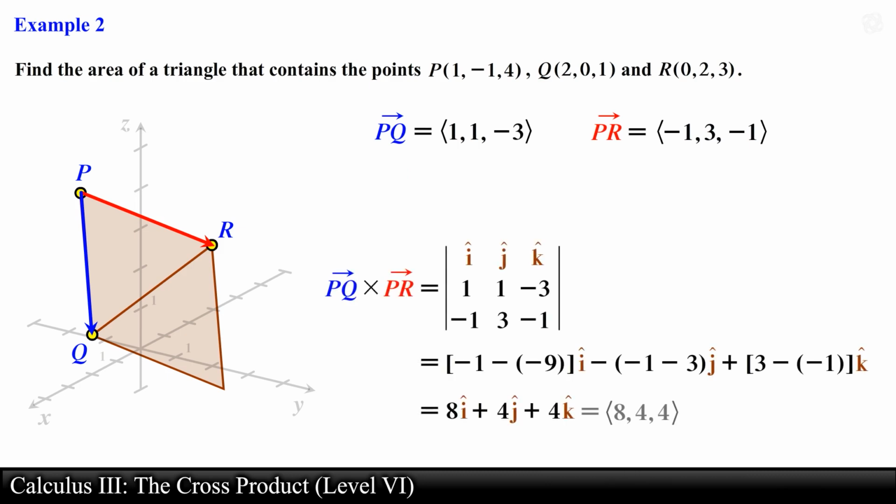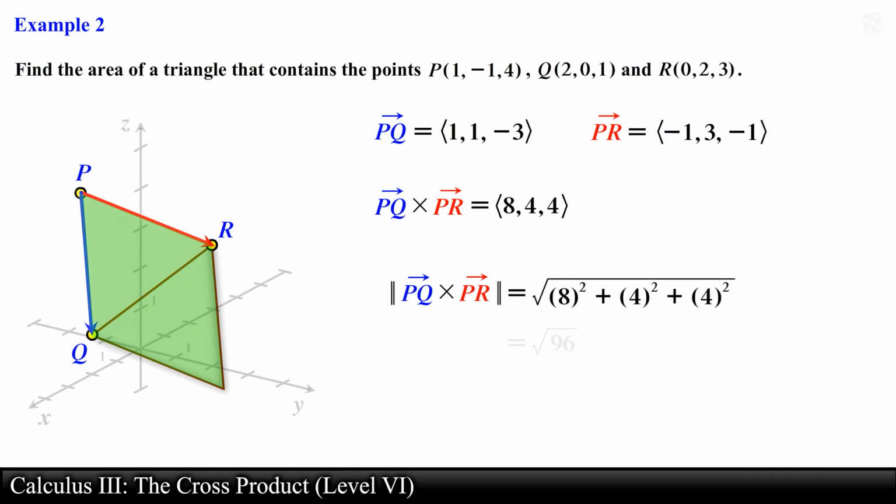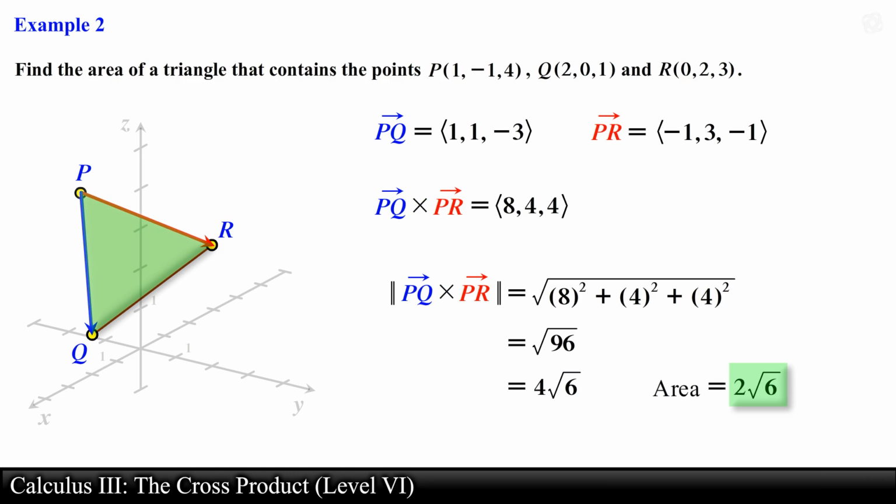Simplifying the expression, we obtain the following components. Next, it is just a matter of finding the magnitude of this vector. Computing the magnitude and simplifying, we obtain the following value. Since this value represents the area of a parallelogram, we need to divide this value in half to obtain the area of the triangle. Doing that, we obtain the final answer equal to 2 times the square root of 6.